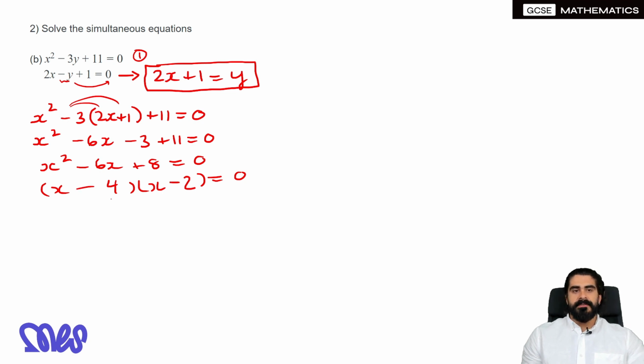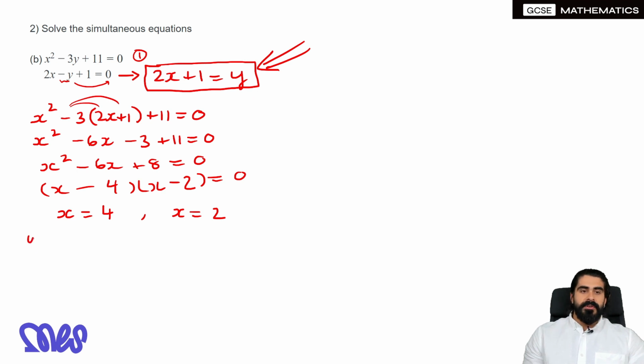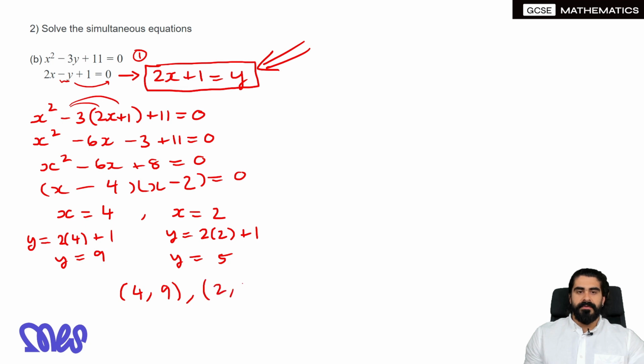Now remember what we said, x minus 4 equals 0, which means x equals 4, or x minus 2 equals 0, which means x equals 2. Then we take the x values and we always sub it into our subject equation because that's always rearranged for the other variable. So y in this case will be 2x plus 1. So y would be 2 times 4, 8 plus 1, 9. Then for this one, y equals 2x plus 1, so y is 4 plus 1, 5. So our two solutions are 4, 9 and 2, 5.